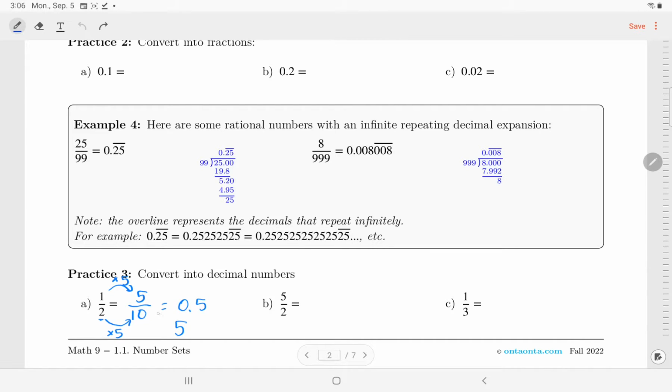Because we have 5 and we divide it by 10, so we move the point from here one space to the left. 0.5. Take a minute and try B.